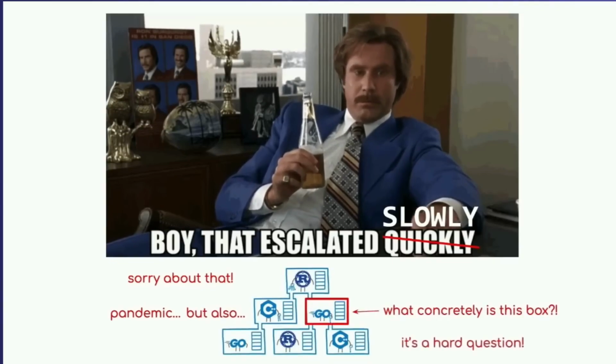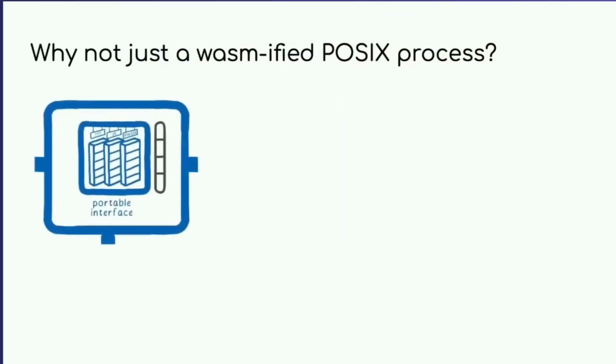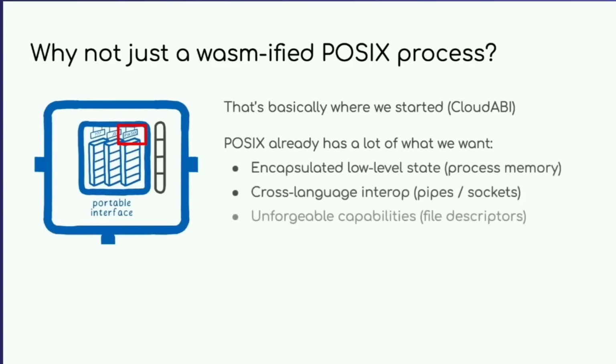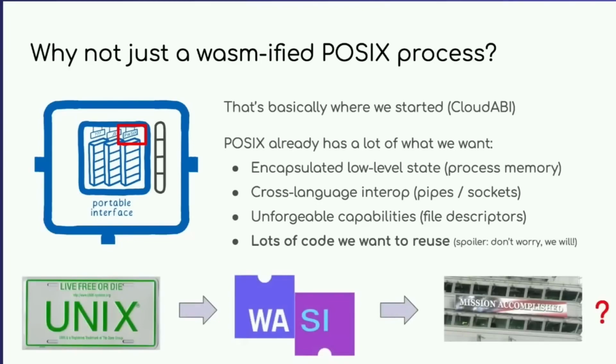It's a hard question. So, a reasonable reply is, well, why not just use a wasm-ified POSIX process? And indeed, if you look at the picture, it says POSIX, because that's where we started, because it makes sense. We started with CloudABI, and POSIX has a lot of what we want. It has encapsulated low-level state, cross-language interop, unforgeable capabilities, and lots of code that we want to reuse. And spoiler alert, don't worry, we will. So is that just it? Do we just take POSIX and stuff it into WASI and then, mission accomplished?